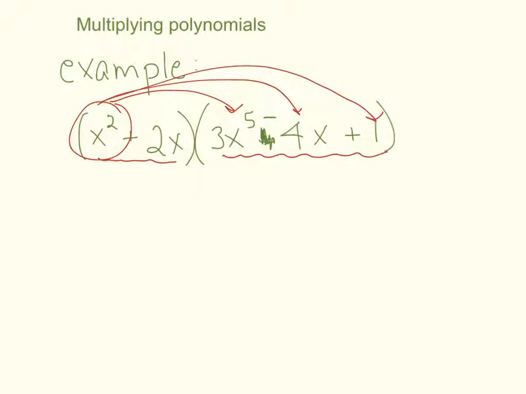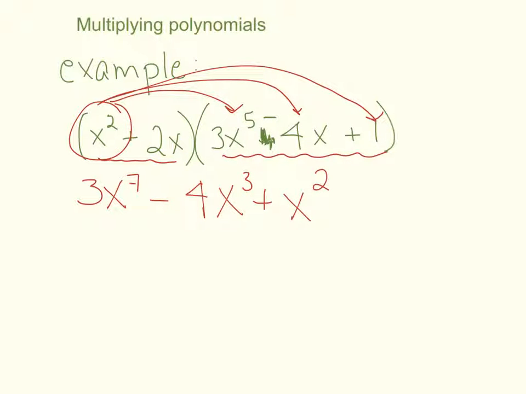So if you look at this, we have x to the second times 3x to the fifth. We know that we're just using the rules for multiplying monomials. Multiply the coefficients, add the exponents, so that's going to give us 3x to the seventh. Then we know we're going to distribute the x squared to the negative 4x, which is going to give us negative 4x to the third. And finally, the x to the second times the 1 is plus x squared.